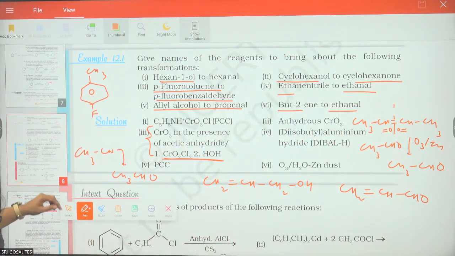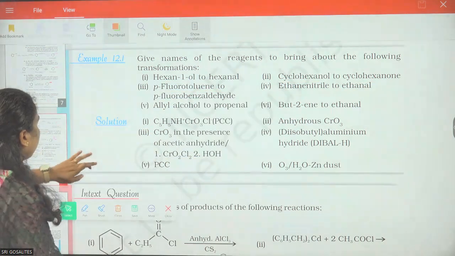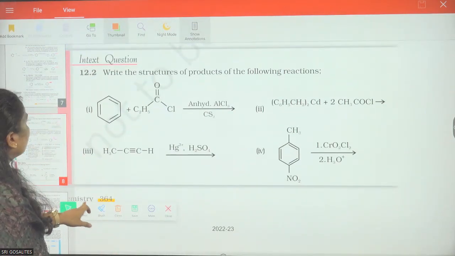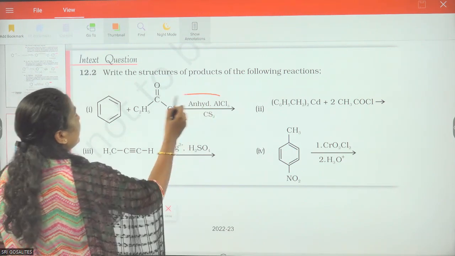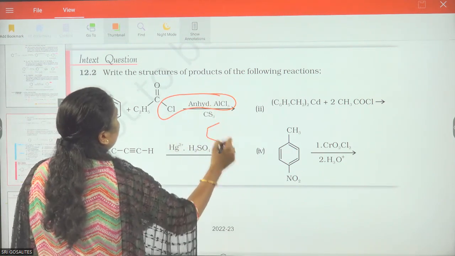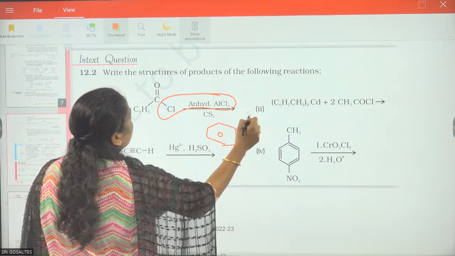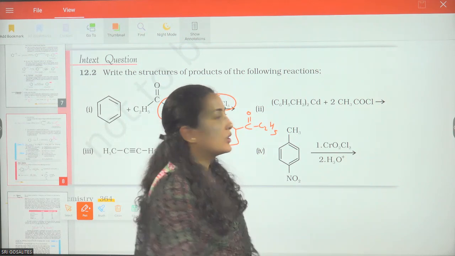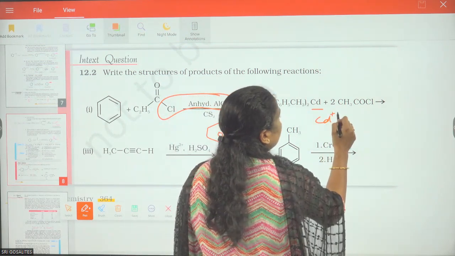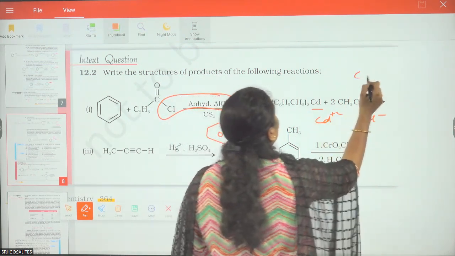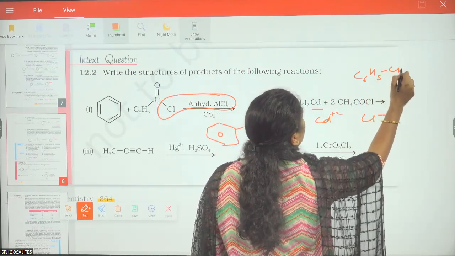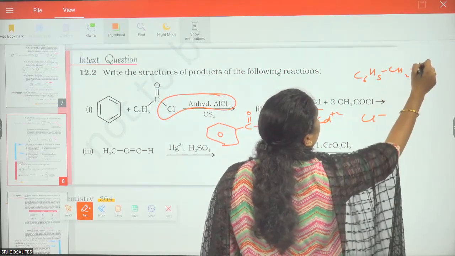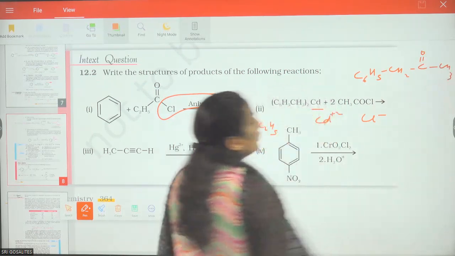Okay. Now, let us move further. Here, as such, we have already seen these questions. Anhydrous AlCl3, just remove this Cl minus, and you're going to put C=O C2H5. Now here it is dialkyl cadmium and CH3COCl. So you remove Cd plus 2 Cl minus from here, and then you can have C6H5CH2, C=O Cl like that. Okay, C=O CH3. That's what is going to get formed.